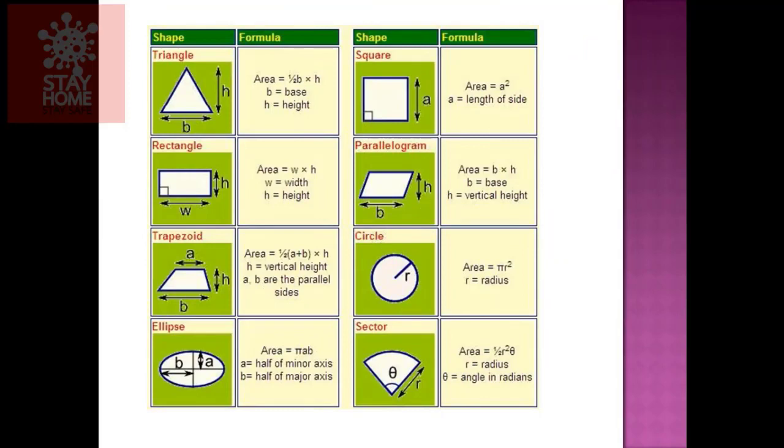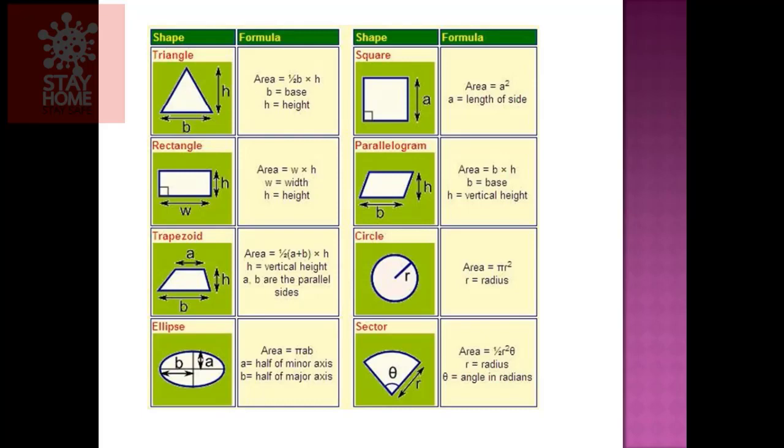You can see here the first is triangle, and the area of a triangle is equal to 1 over 2 b multiplied by h. These are the formulas for the area. You need to learn these formulas first of all to solve the next exercise questions. The area of the rectangle is width multiplied by height, and the area of a trapezoid is equal to 1 over 2 (a plus b) times h. a and b are the two parallel sides in the trapezoid, and h is the height.